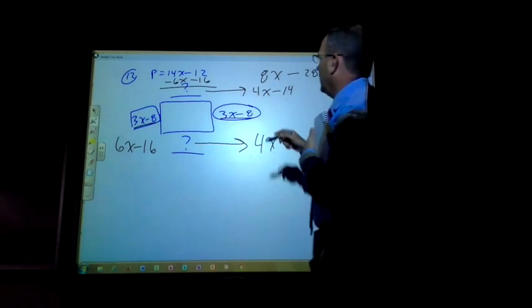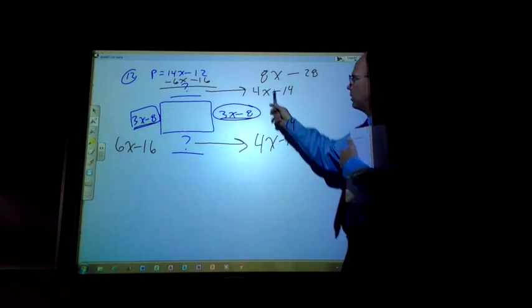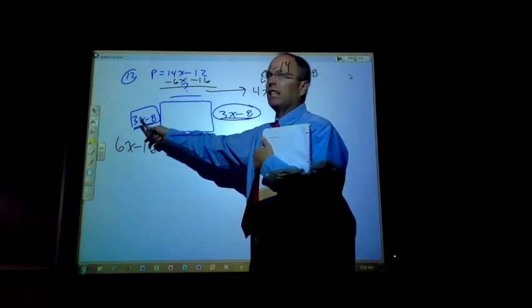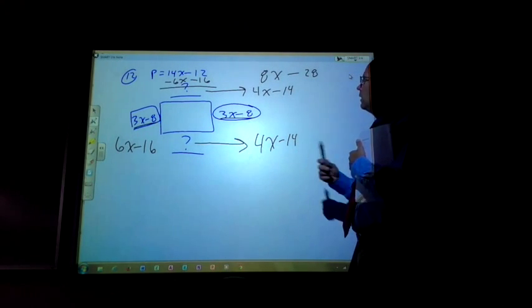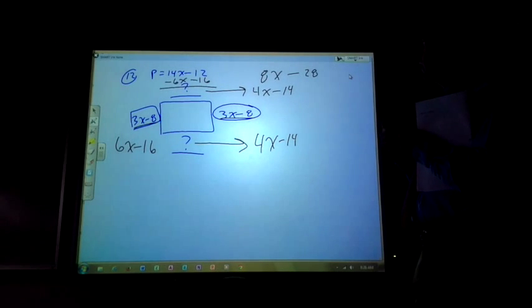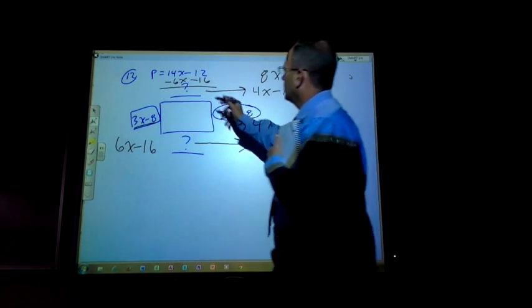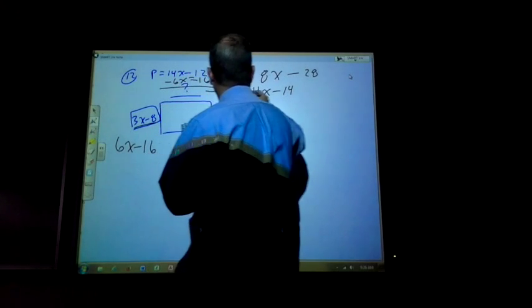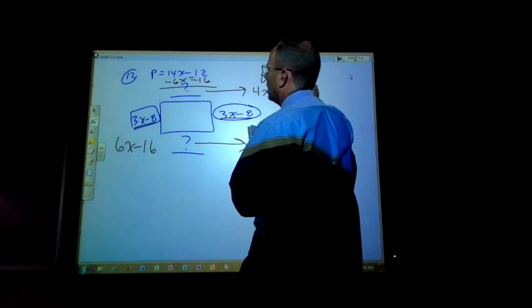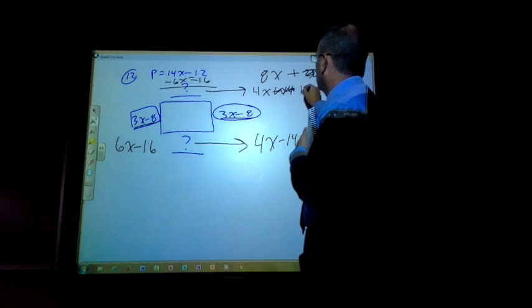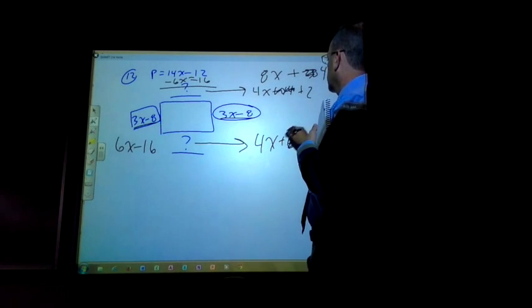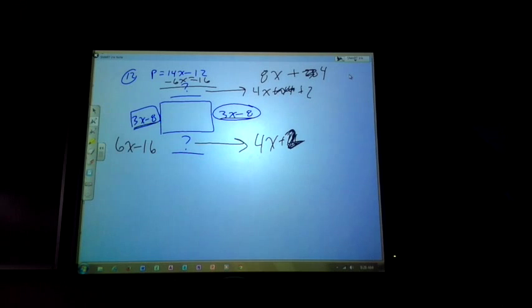And again, you can double check it to see if that gives you the perimeter. 4x plus 4x is 8x plus 6x is 14x. That works. Negative 14, negative 14 is negative 28. Let's see. Oh, you know what I did wrong? That should be not minus minus, which means plus. So that should have been plus 4, plus 2, sorry. And there we go. Cool.